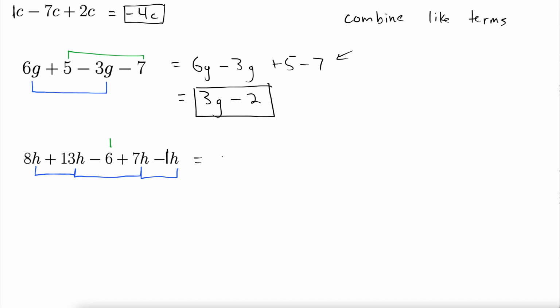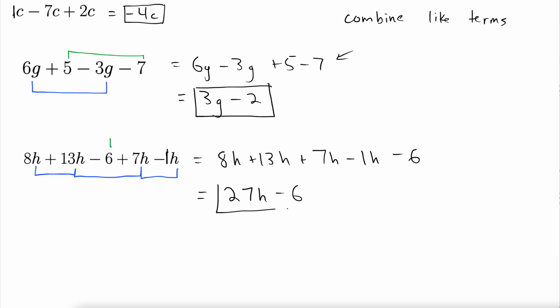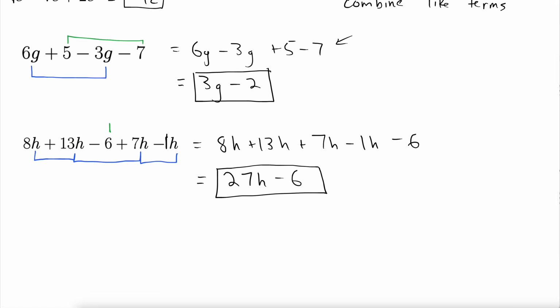So let's do our h's. Let's rearrange first here. So 8h plus 13h plus 7h minus 1h. And then this minus 6 is out to the side. Okay. So 8h plus 13h plus 7h is 28h. Minus 1h is 27h. Minus 6. And we wouldn't want to try to combine these any further because these are not like terms. So we can't somehow combine these and get 21h or something. Those are not like terms.